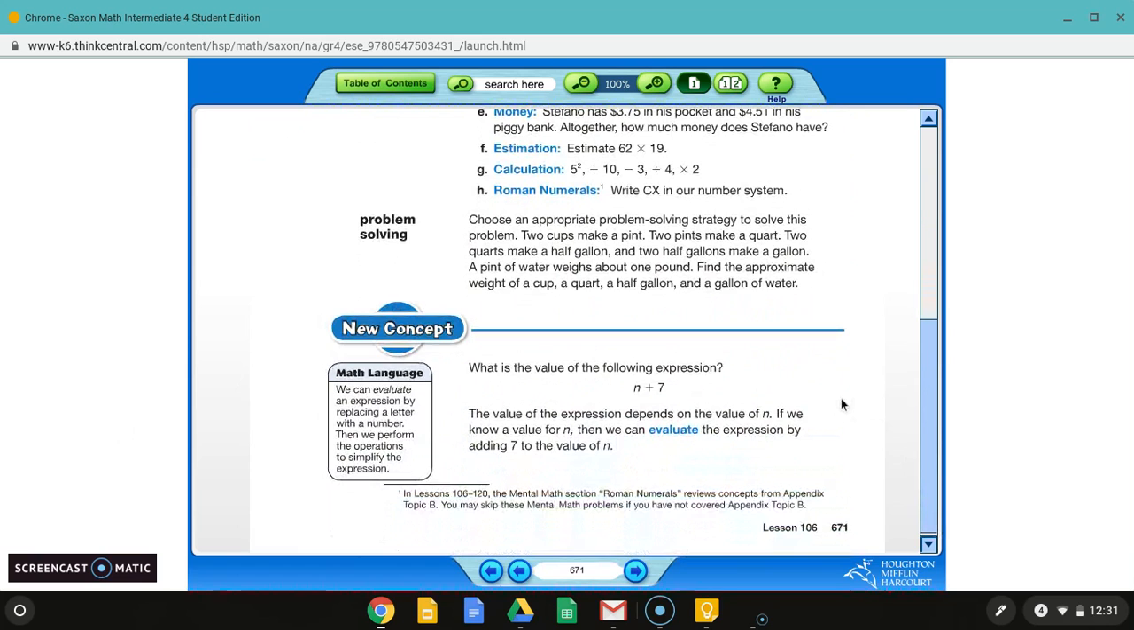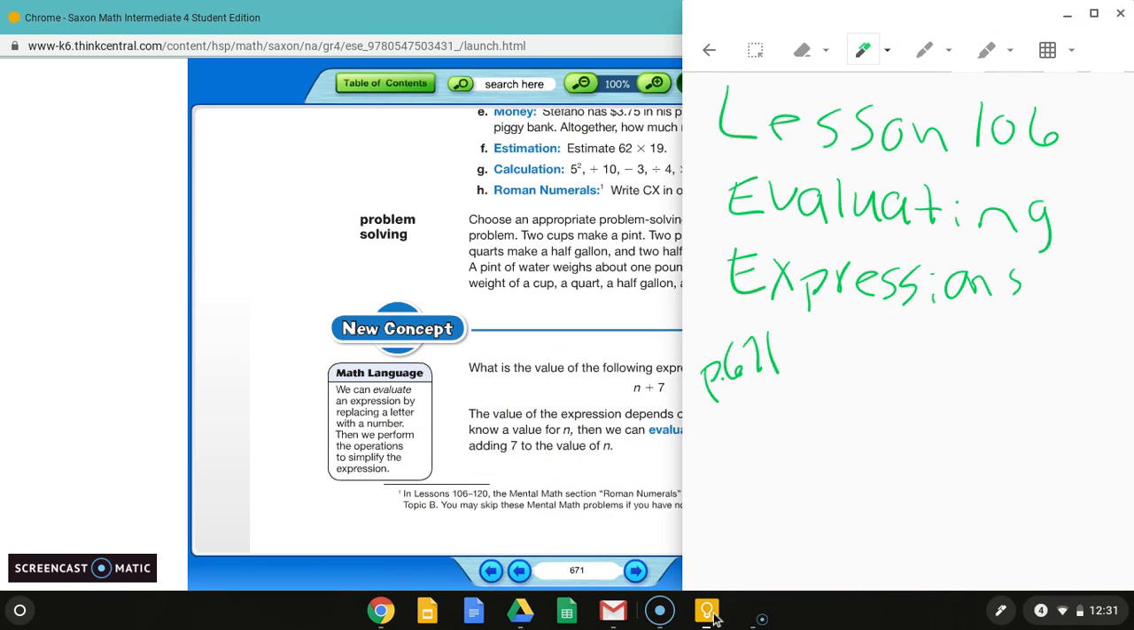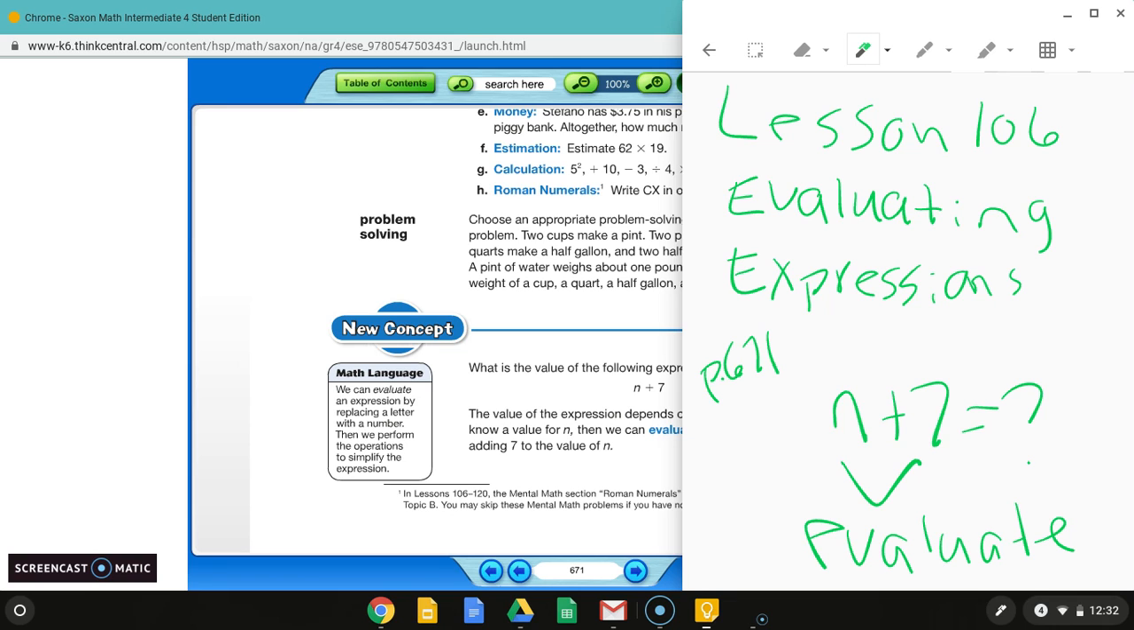What is the value of the following expression? N plus 7. So the value of the expression depends on the value of n. If we know n, we can evaluate the expression by adding 7 to n. All right, so in our notes, we're going to write n plus 7. Question mark. We don't know what that equals because we don't have n or the answer. So evaluate. What we're doing is we're evaluating these today.